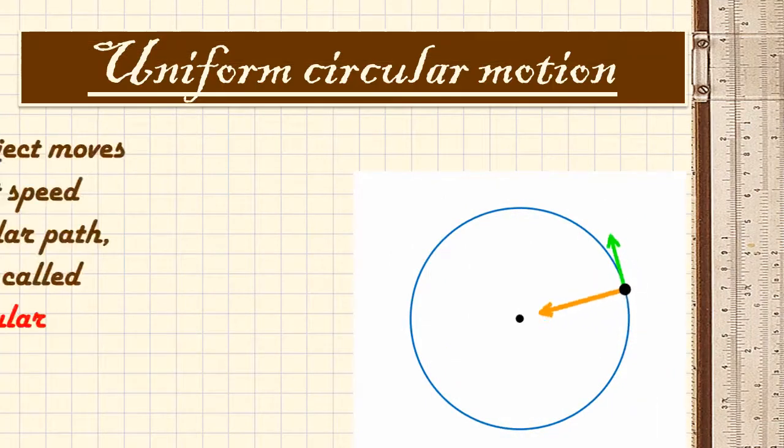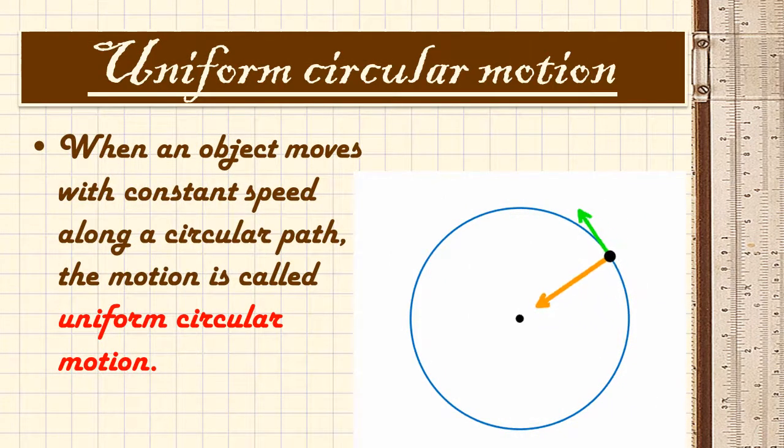All right, so when an object moves with a constant speed along a circular path, the motion is called uniform circular motion. That means if the speed of an object is constant and it moves along a circular path, this motion is called a uniform circular motion.